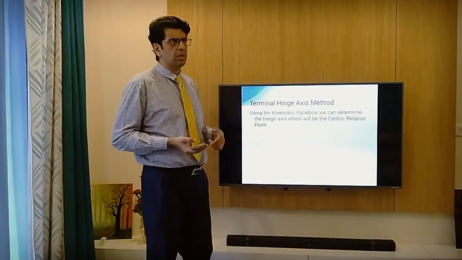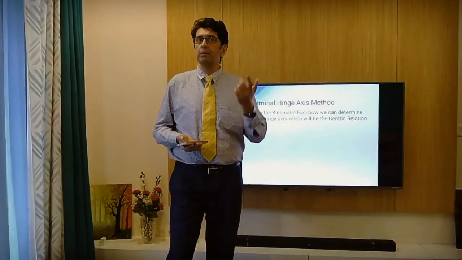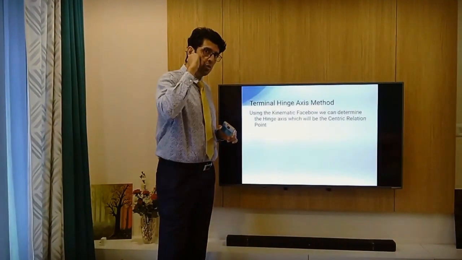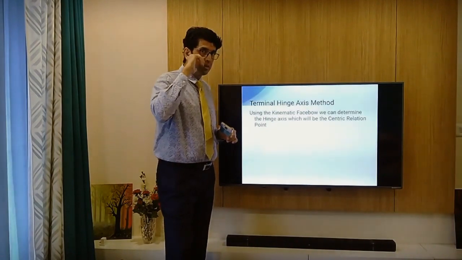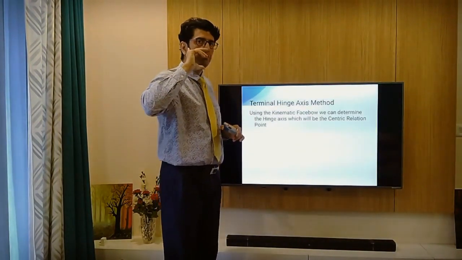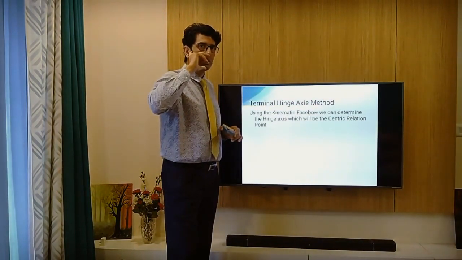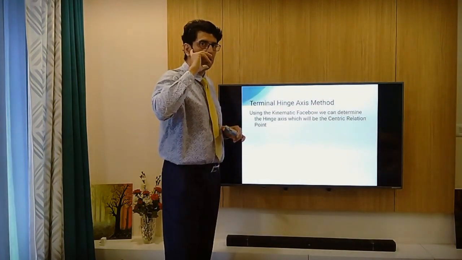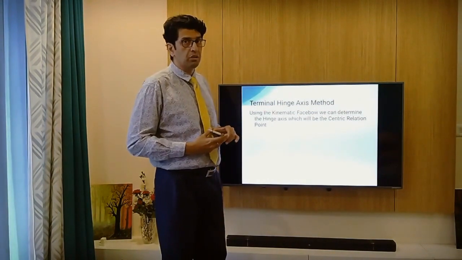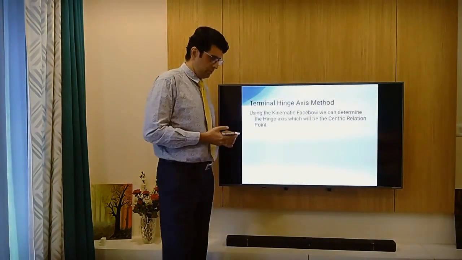Terminal hinge axis method. I talked to you about the face bow. I said that there's a kinematic face bow that is attached to the mandible and tries to locate or approximate the terminal hinge axis, or that point from where the mandible actually rotates. If you can locate that, then you can locate the position of the mandible from the opening, and that will reasonably give you the centric relation point.